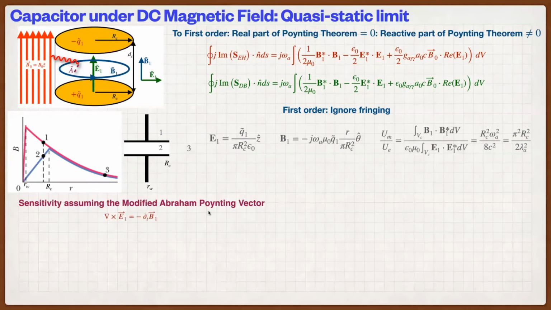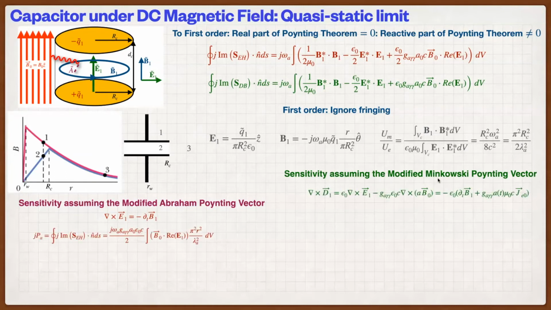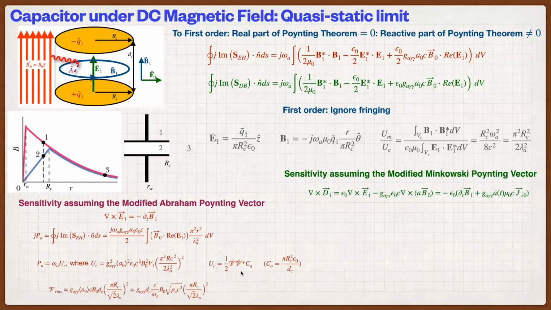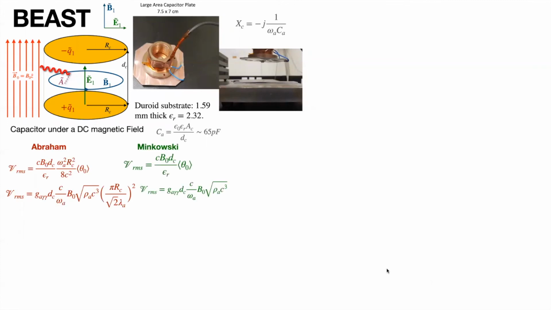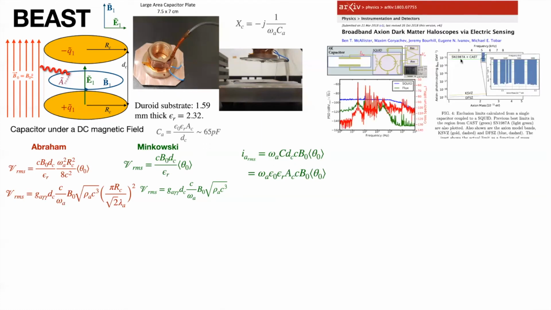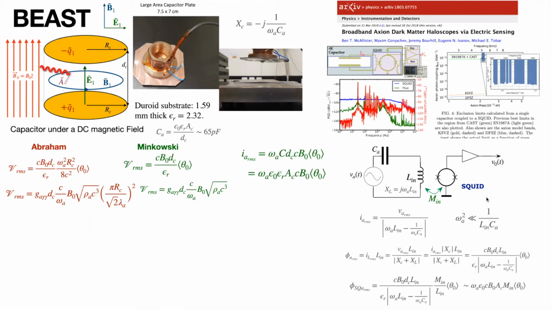Modified Abraham Poynting vector and sensitivity assuming the modified Minkowski Poynting vector, we can compare the two. We can look at the imaginary terms, the voltage when we do this calculation, which of course is suppressed by the Compton wavelength. But if we look at the Minkowski version, there is no suppression. So we did this experiment a while ago for BEAST. The Abraham and Minkowski results are here. We can also calculate the current with the capacitor. And we put limits, and these limits are consistent with the Minkowski being the right Poynting vector. We used a SQUID for these measurements. That's how we got these results.